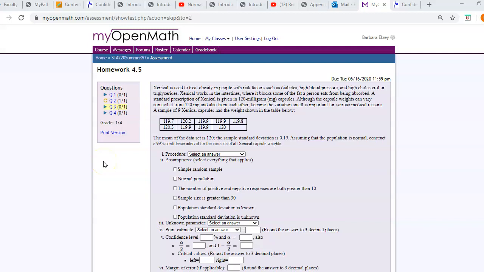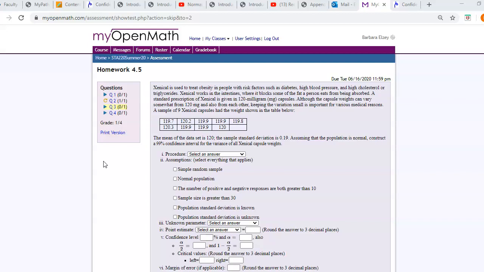All right, so let's look at one of these confidence intervals for the variance. Xenical is used to treat obesity in people with risk factors such as diabetes, high blood pressure, and high cholesterol or triglycerides. Xenical works in the intestines where it blocks some of the fat a person eats from being absorbed. A standard prescription of Xenical is given in 120 milligram capsules.